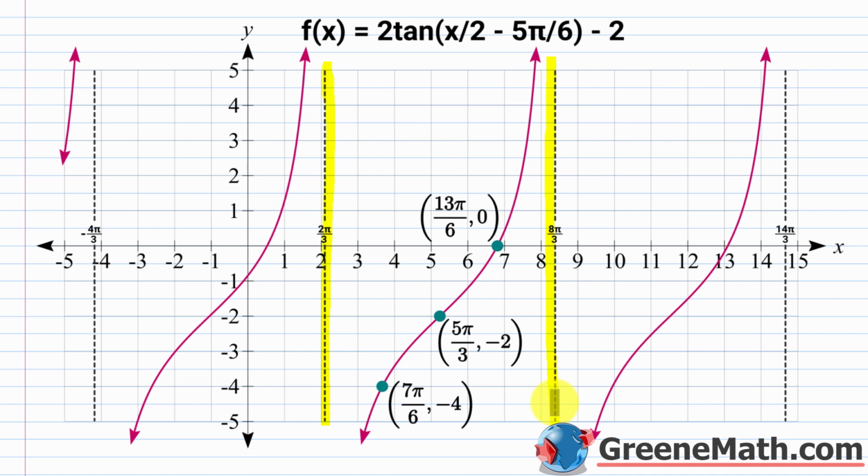So if you keep adding 2 pi, so in other words, if you did 8 pi over 3 plus, you could write 2 pi as 6 pi over 3. Well, 8 pi over 3 plus 6 pi over 3, that's 14 pi over 3. So you're going to be at another one. But for right now, I'm just focusing on this right here.